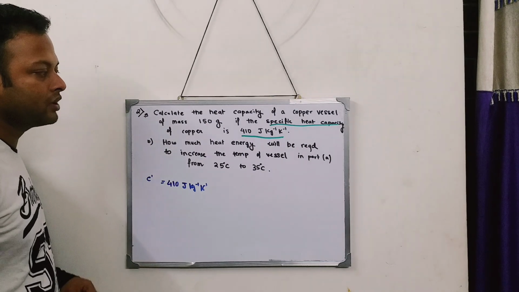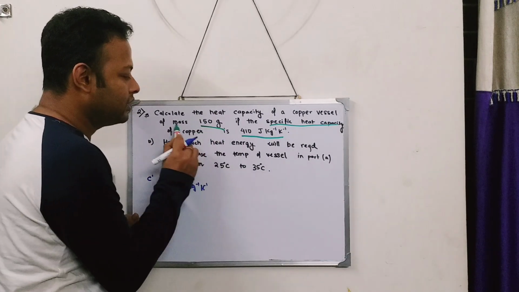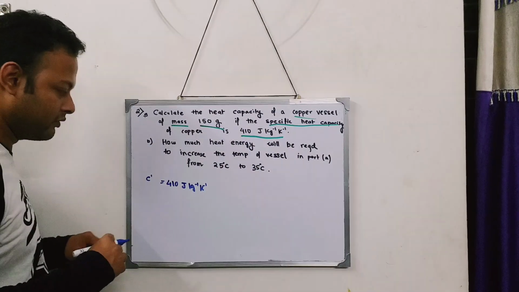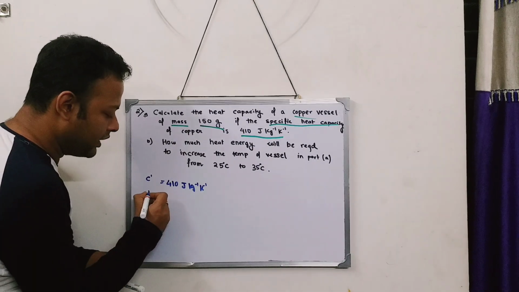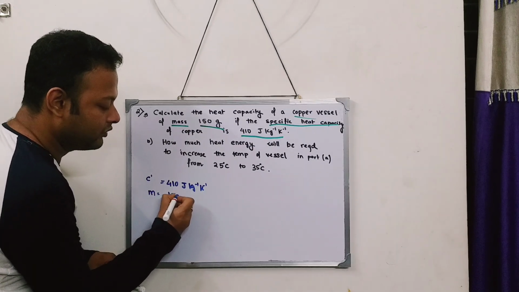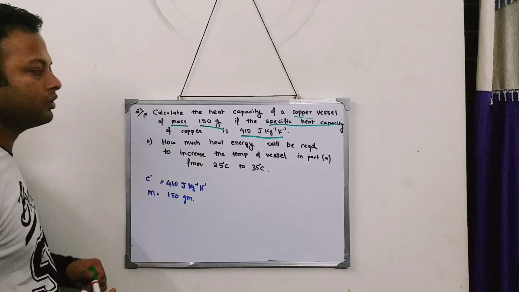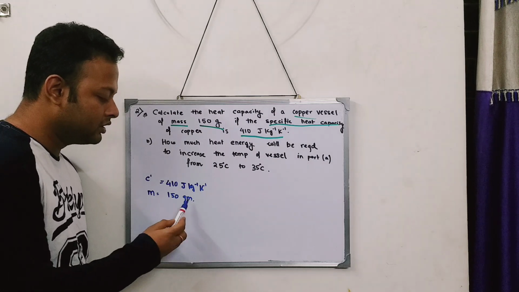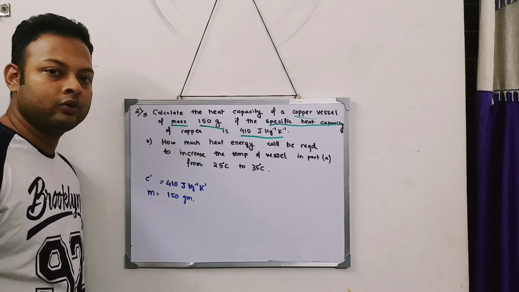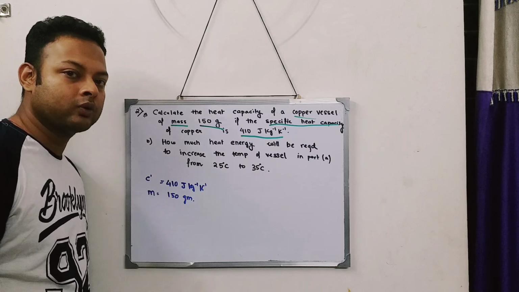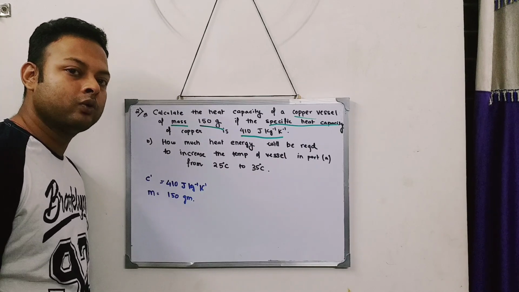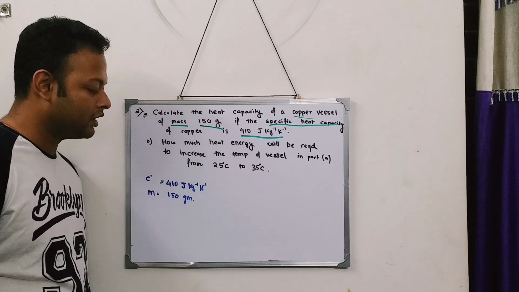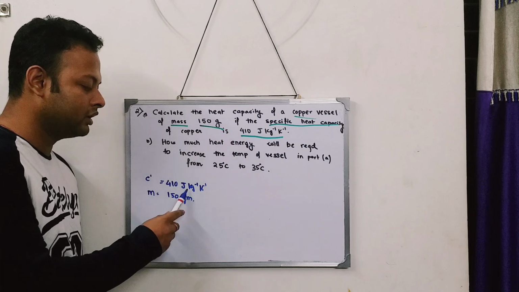The mass of the copper is also given. 150 gram is the mass of that copper vessel. I'll write this as mass, given as 150 gram. Now before doing the sum, we have to see 1 or 2 things. This is in gram, this is in kg. A gram cannot be equated to kg. A gram can be equated to a gram, or a kg to a kg. So it's better either to convert this into kg or that into gram.